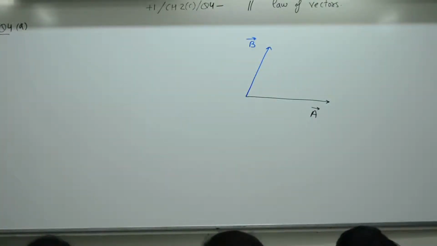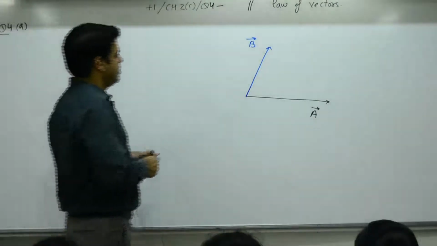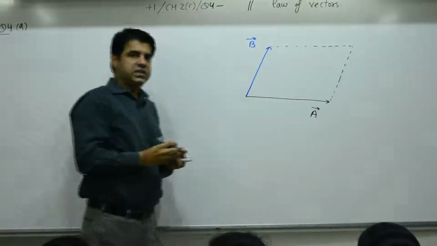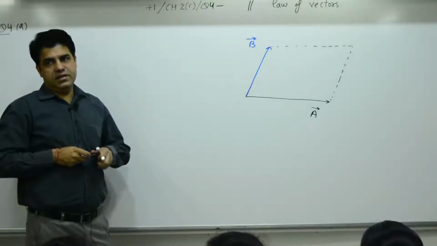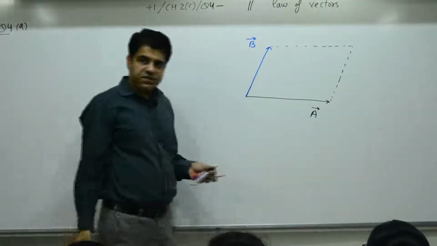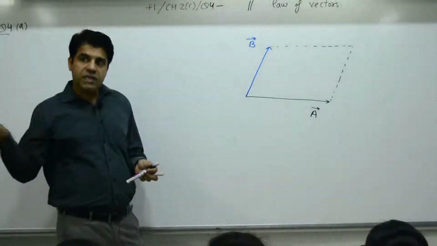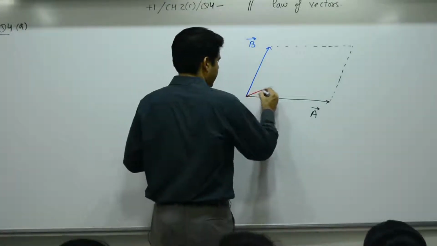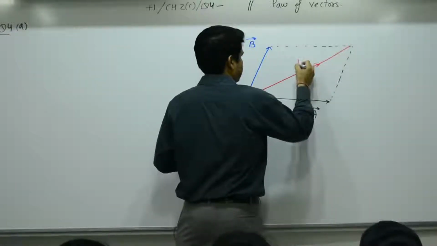Again, if two vectors acting on a particle at the same time be represented in magnitude and direction by two adjacent sides of a parallelogram drawn from a point, their resultant vector, yes, resultant is a diagonal. But there are two possibilities. This is diagonal number 1, diagonal number 2. How do you specify which diagonal? The diagonal starting from the same point will represent R.